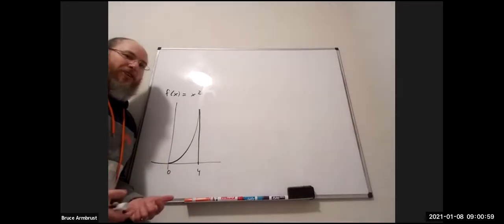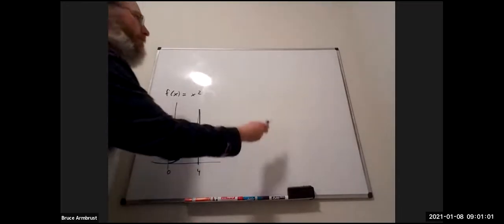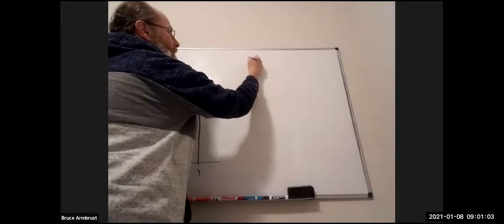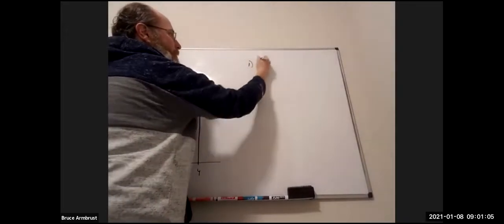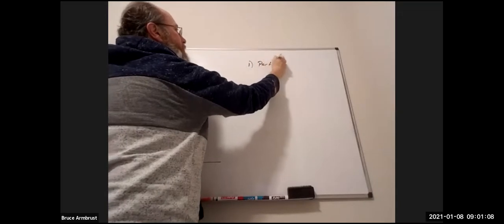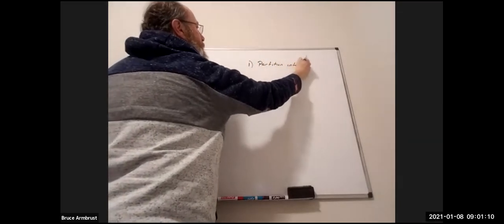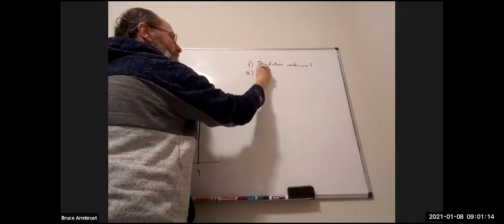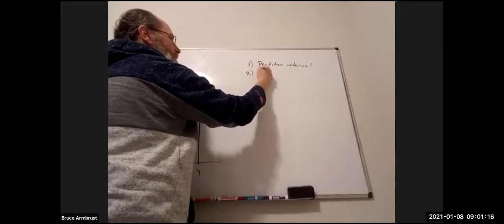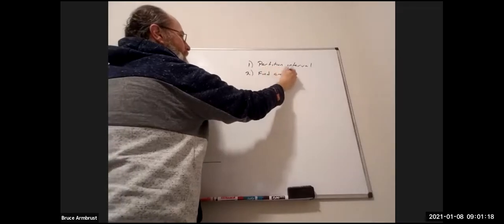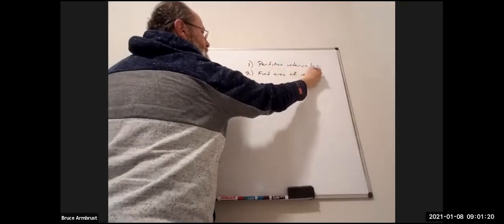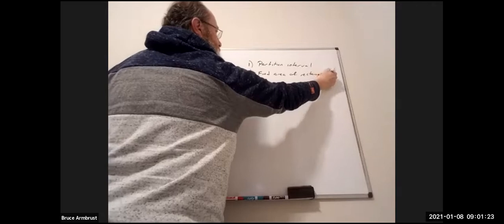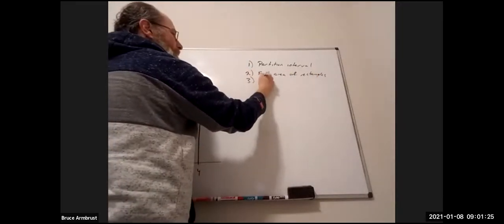Okay, so let's kind of generalize what we were doing. So first of all, let's write down what the process is, right? We had to partition the interval. So then we had to find the widths of the rectangles. Or actually, we'll just say we had to find the area of the rectangles. And then we had to add them up.